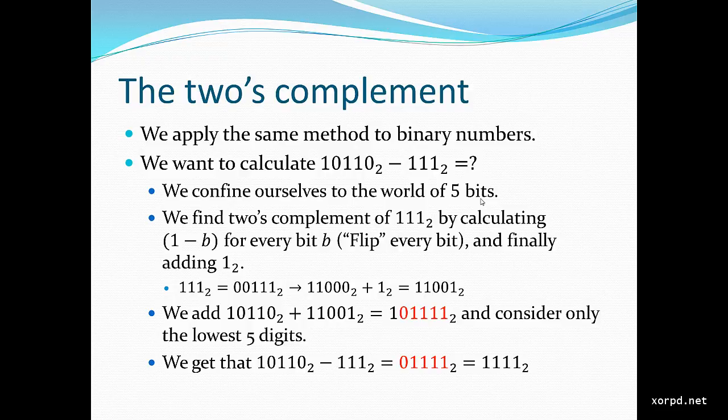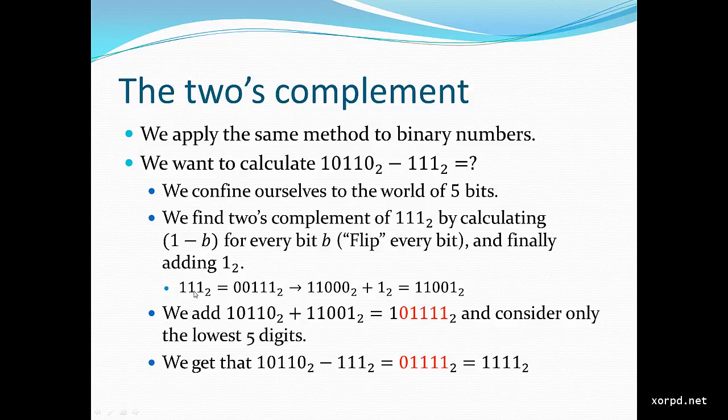We are going to begin by finding the 2's complement of the second number, 111. We are going to do it by calculating 1 minus b for every bit b. Some people also call this flip every bit. Flip means turning 1 into 0 or 0 into 1. Finally, we are going to add 1, just like in the decimal case. This is how it looks.